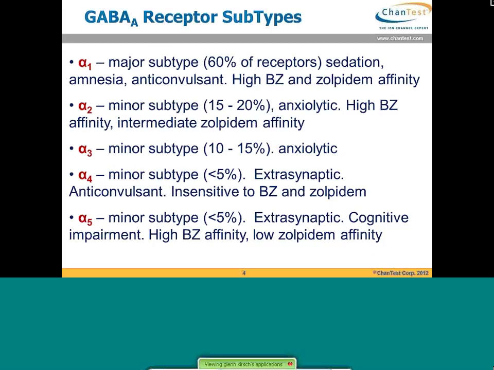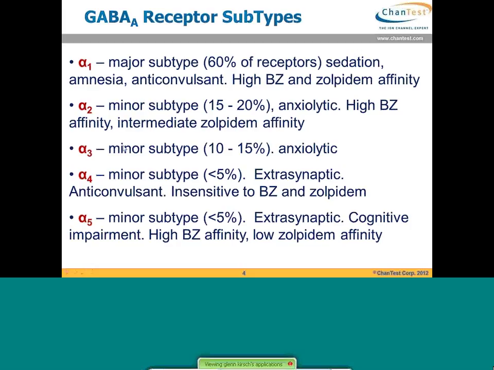We developed cell lines for five of the GABA subtypes, the alpha 1 through alpha 5, in combination with beta 3 and gamma 2 in each case. The alpha 1s are the major subtypes and correspond to 60% of the receptors in the CNS. And they're important pharmacologically because they have the effect of sedation or anticonvulsants. They have high benzodiazepine affinity and zolpidem affinity as well.